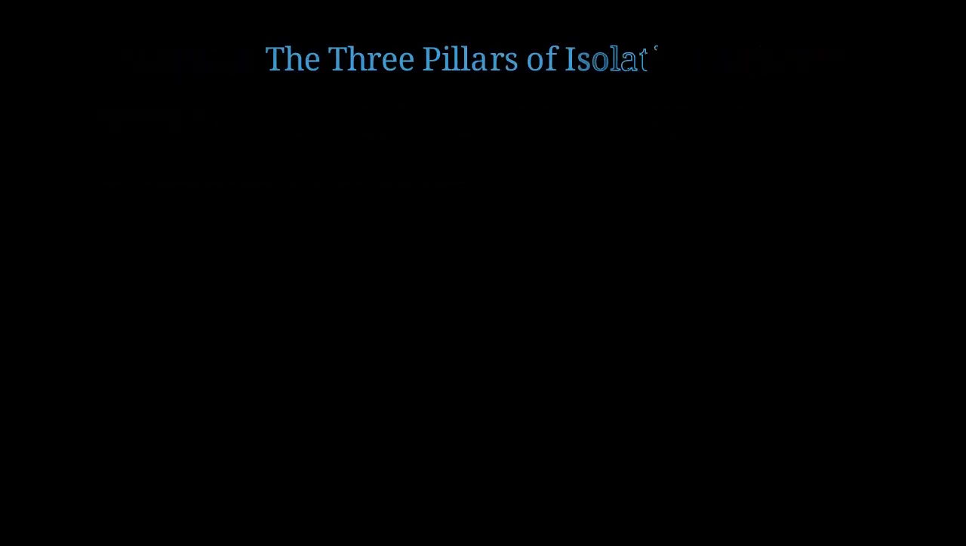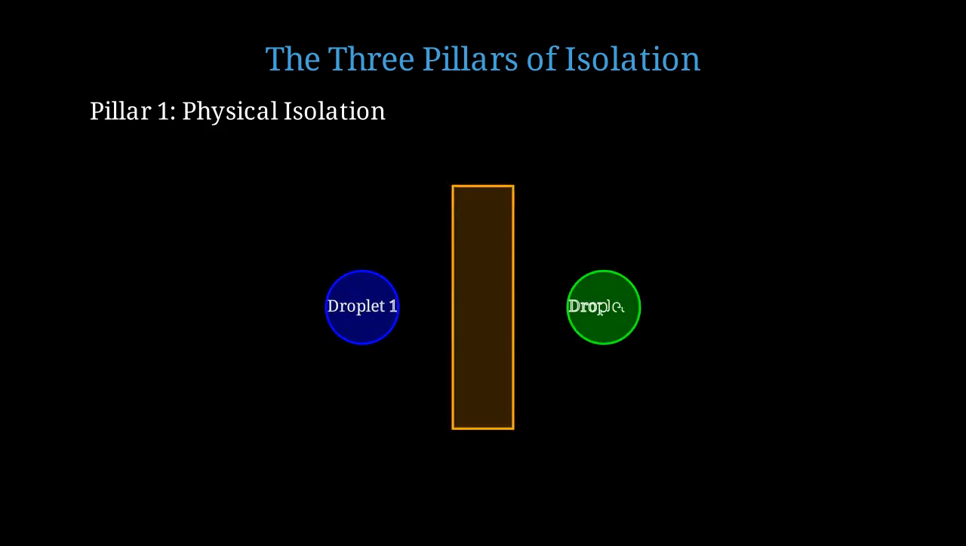Let's talk about what makes each droplet a truly isolated microreactor. There are 3 key pillars of isolation. First is physical isolation. Each droplet is completely surrounded by an immiscible oil phase. Nothing can diffuse from one droplet to another because the oil acts as an impermeable barrier. Even if 2 droplets are flowing right next to each other, separated by just a thin film of oil, there is absolutely no mixing between them. This is physical isolation.